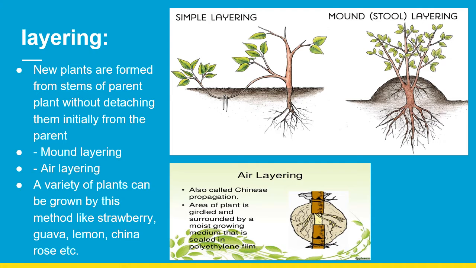An area of a plant is girdled and then surrounded by a moist growing medium that is sealed with a polythene film. The bark part has been removed, and it is covered by a polythene cover, providing all nourishment. After a few days you can see small roots arising from that, and this method we call air layering. A variety of plants can be grown by these methods, such as strawberry, guava, lemon, China rose, etc.